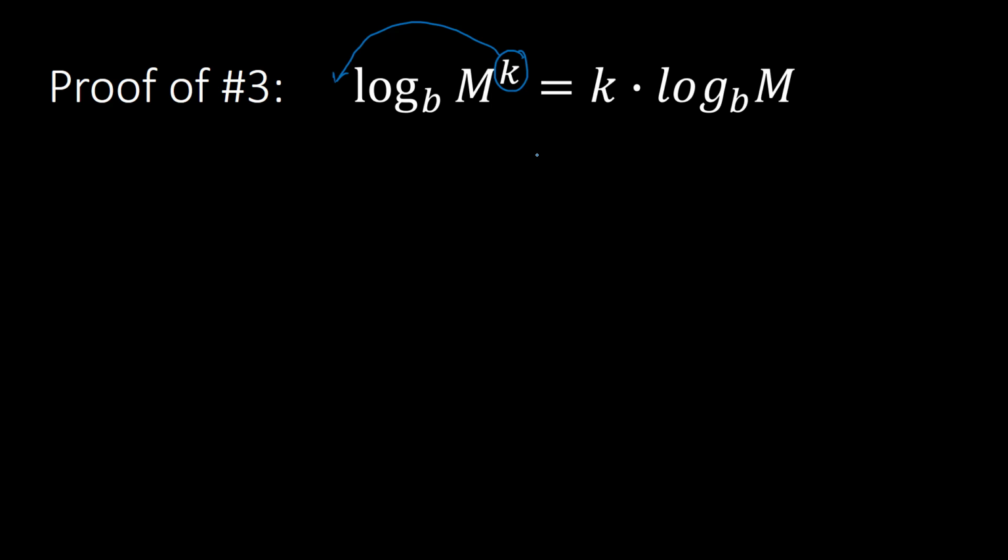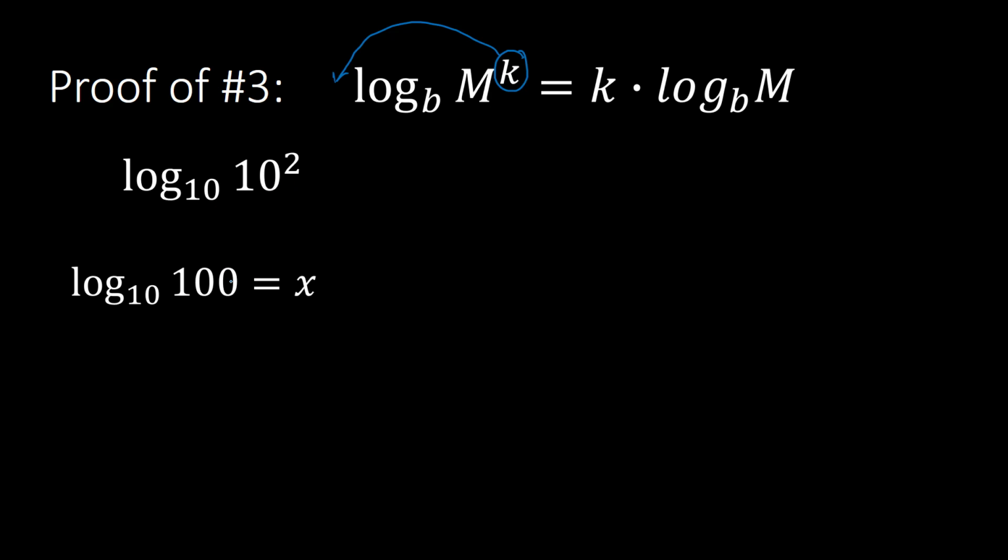So to show to you if this is true, we're going to look at log base 10 of 10 squared. Okay, well 10 squared is 100. So log base 10 of 100 equals something. Well, that's going to be 10 to the x power equals 100. So x would have to be 2, because 10 squared would give you 100.